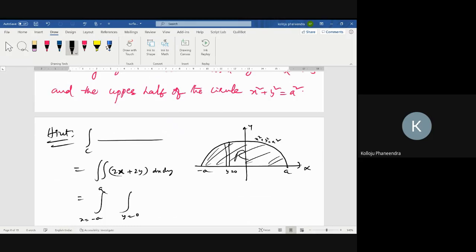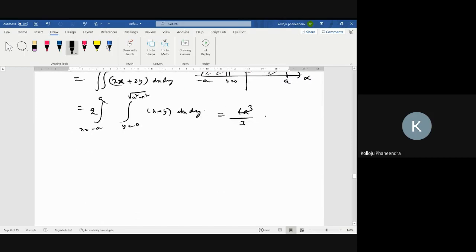And the upper limit lies on what? The circle. y is positive, the upper half: square root of a square minus x square. The integrand is x plus y, dx dy. Evaluate this. The answer is 4a cube by 3. Solve clearly and post it.